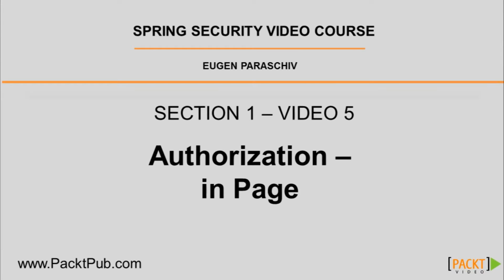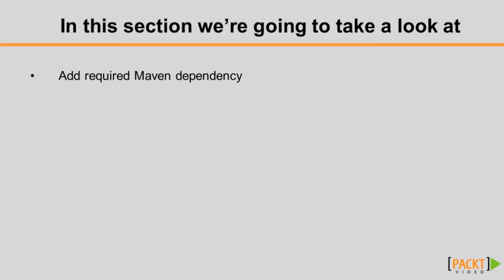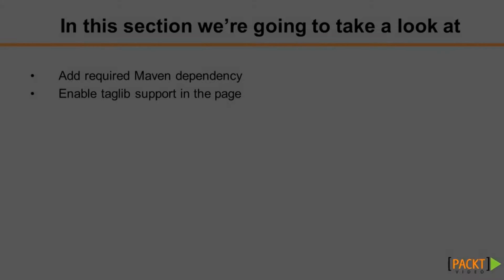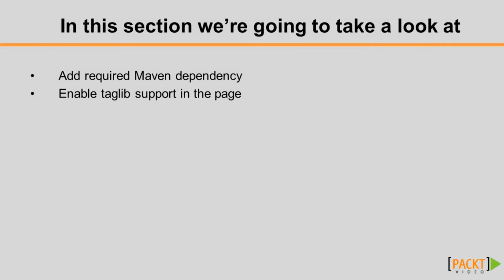In this video, we will focus on in-page authorization. We'll start by adding the required Maven dependencies to enable this mechanism. We will then show how to enable taglib support in the JSP page. And finally, we will show or hide an in-page element based on security concerns.